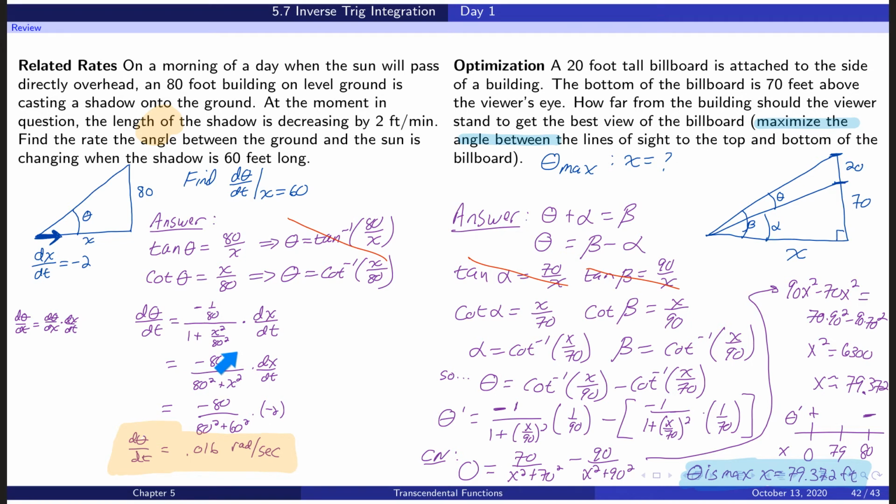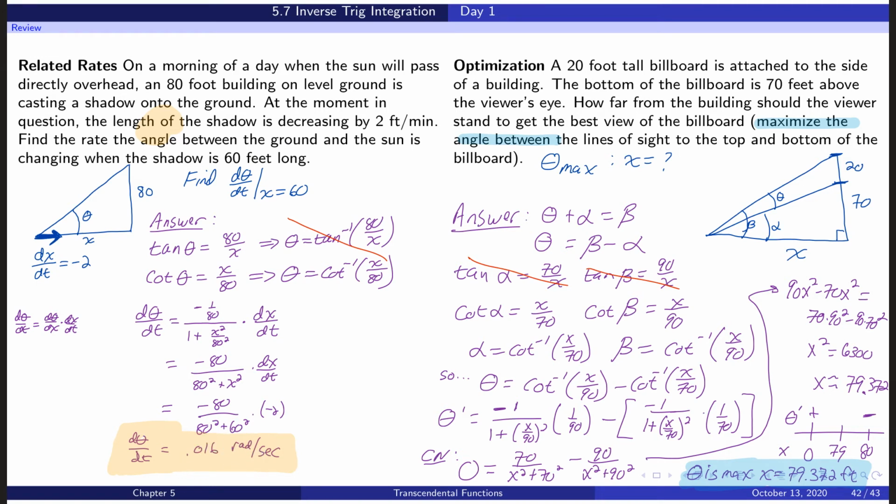Multiply top and bottom by 80 squared, so I get -80 over 80 squared plus x squared. That gets rid of that second denominator down there. And then my final answer is -80 divided by 80 squared plus x squared, where x is replaced with 60 and dx/dt is replaced with -2, and I get 0.016 radians per second. The rate the angle between the ground and the sun is changing is 0.016 radians per second.